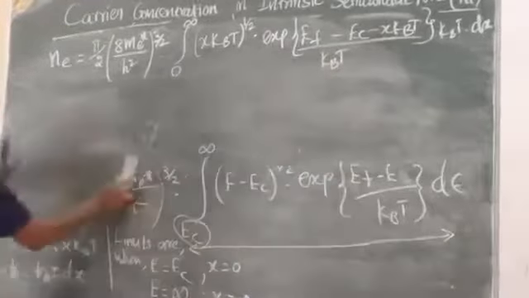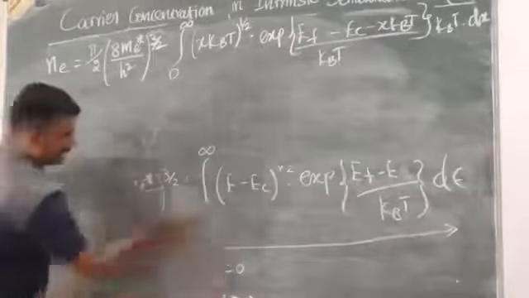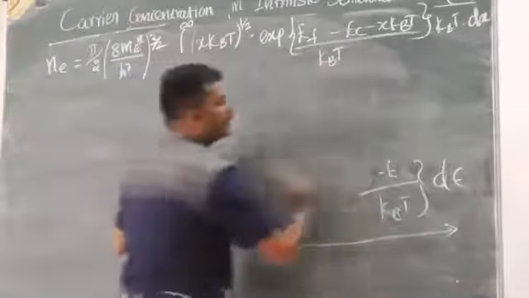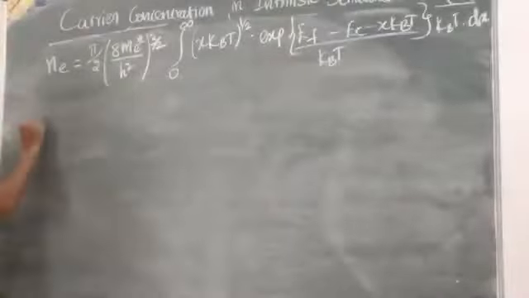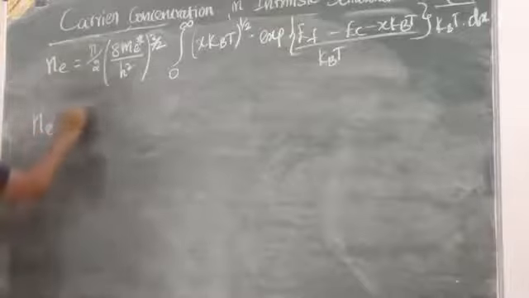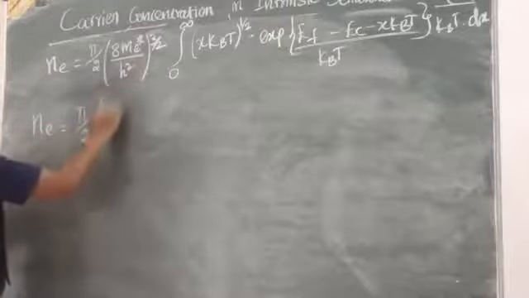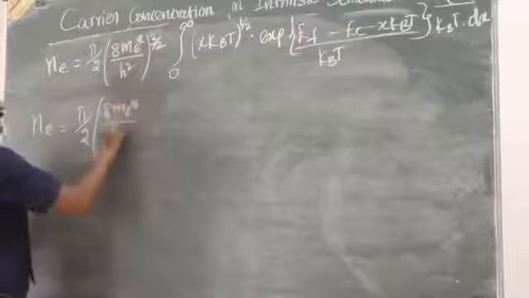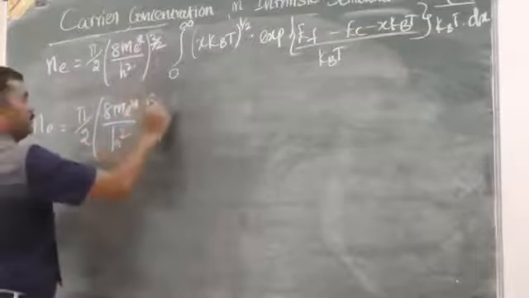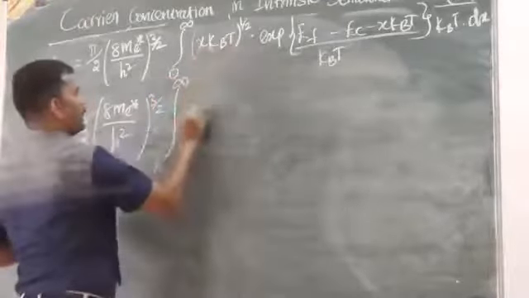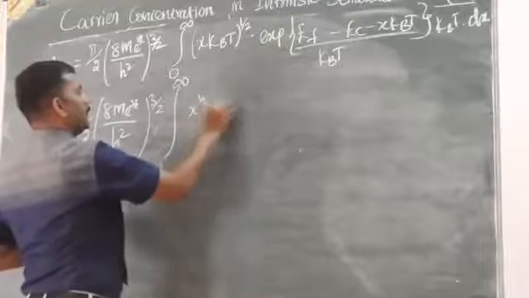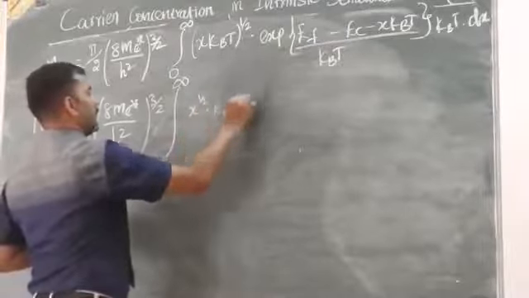Okay, everything is substituted. So don't ever forget what our ultimate aim is. We are going to calculate the density of electrons in the conduction band. We are calculating Ne, right? So Ne equals pi by 2 into (8 me star by h squared) whole power 3 by 2, integral from 0 to infinity, right? Here x power half into kBT power half, right?